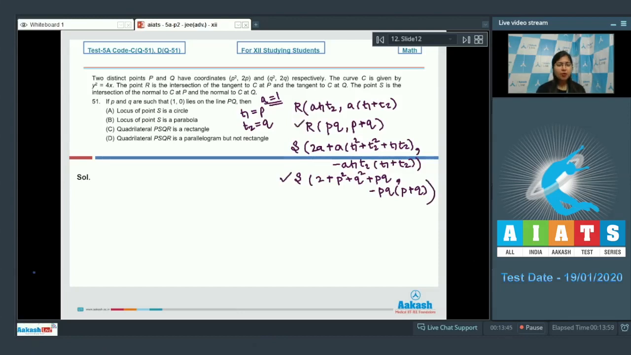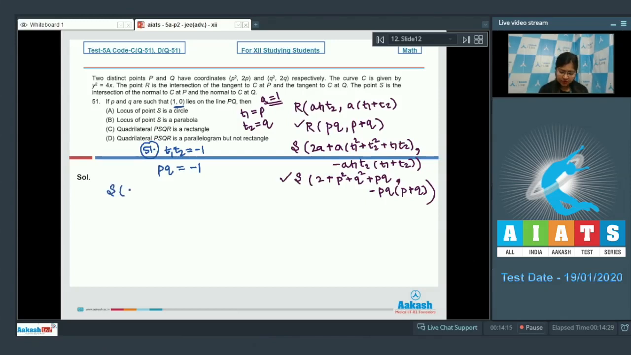Now let's talk about question number 51. It says if P and Q are such that 1, 0 lies on the line PQ. See, we see that 1, 0 is nothing but the focus of the parabola. Now if PQ is passing through the focus, then t1 t2 is equal to minus 1. This is for question number 51. That is, pq will be equal to minus 1. Now in the options we have to find the locus of point S.